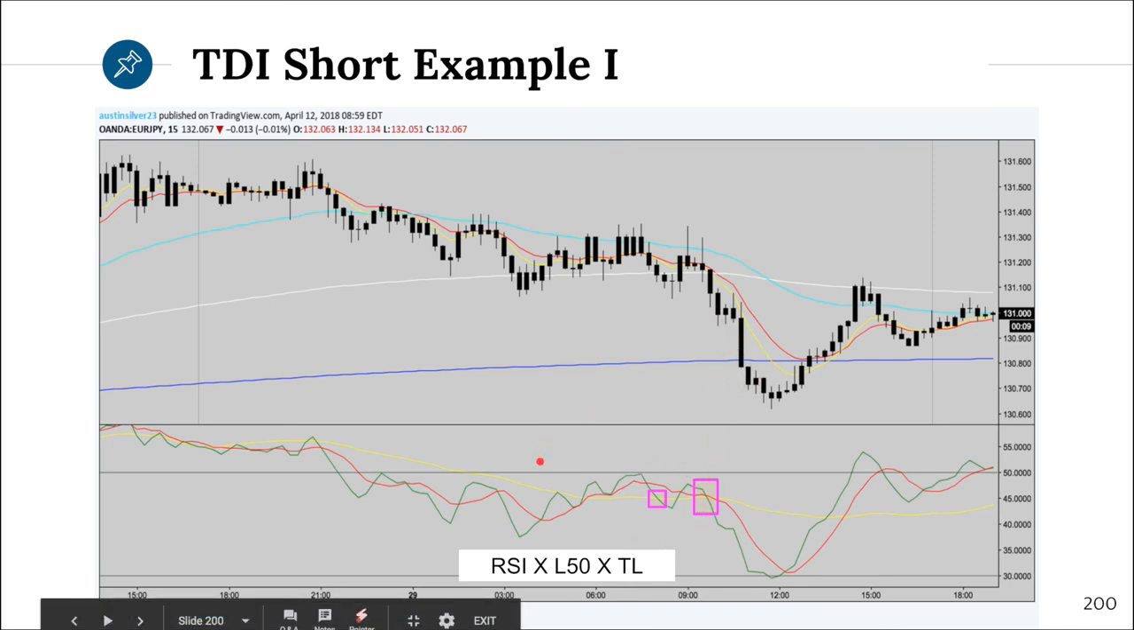But just looking at the TDI here, we're just looking for short crosses. These are solid short crosses. To me, if you ask me, Austin, well, how long does the liquid 50 need to be in the sell zone for me to take a short trade? I would say this is plenty of time.